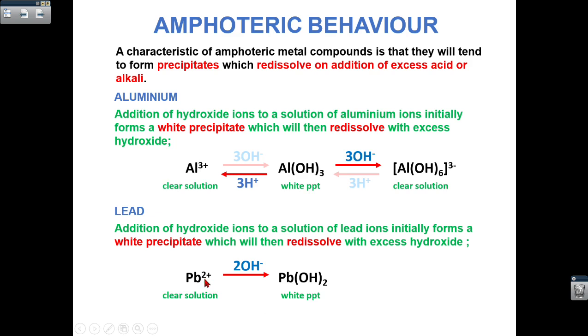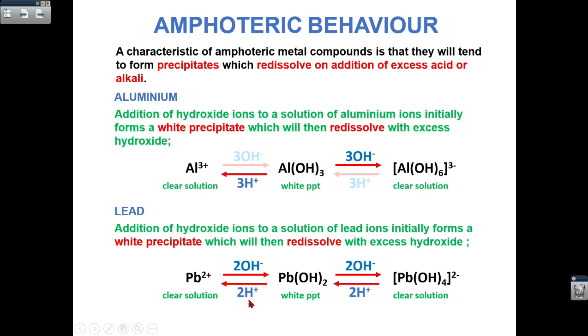And again, notice charge is dissolving, no charge is not dissolving. And we can keep on adding hydroxide ions to this, just as we saw with aluminium, and that white precipitate will redissolve to give us Pb(OH)4 2-. Now we have a charge on this compound again, it dissolves in water. And again, we can reverse this process by the addition of acid, taking our clear solution back to our white precipitate, and then keep on adding acid will cause that white precipitate to redissolve again to form our lead 2+.